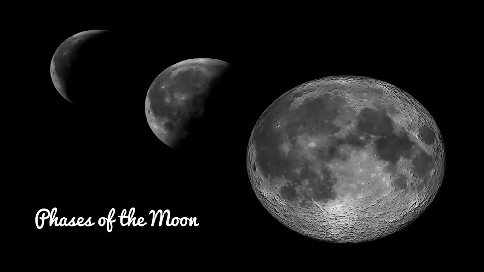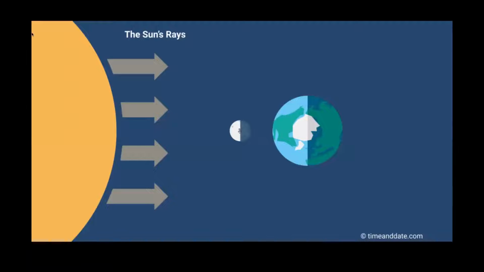And over time, throughout the month, the appearance of the moon changes. The moon itself stays the same, but what you can see of the moon changes. So let's see a little more of what I'm talking about.